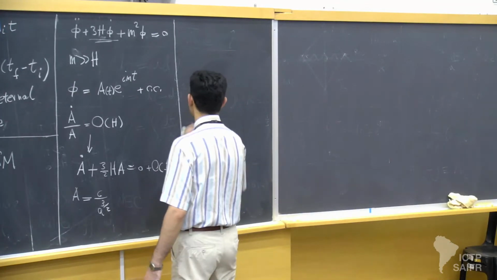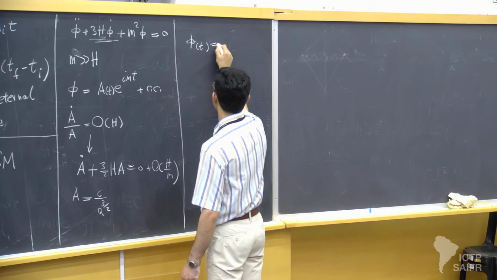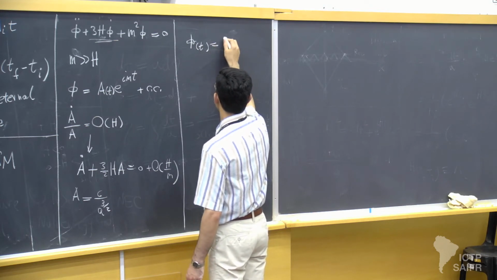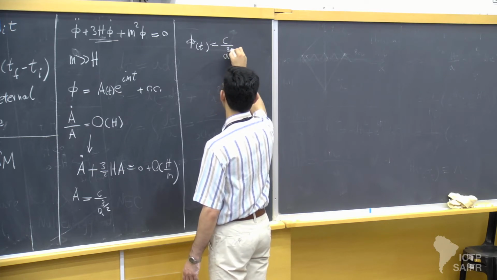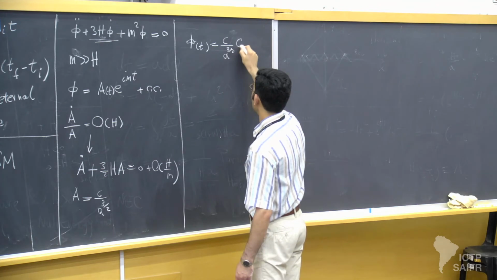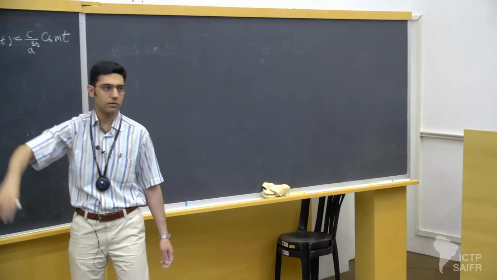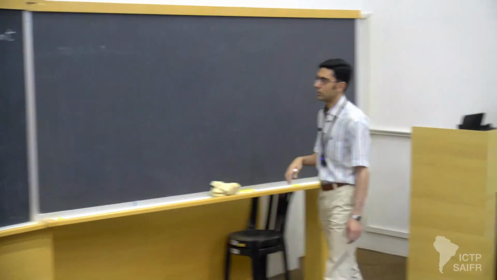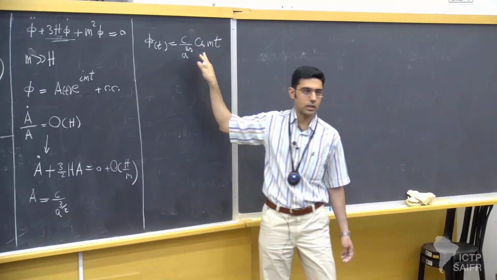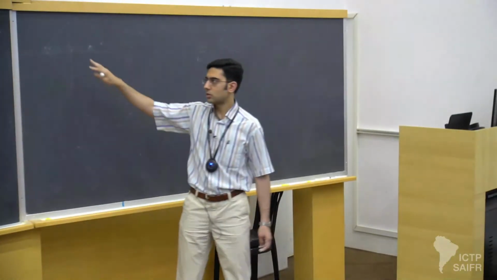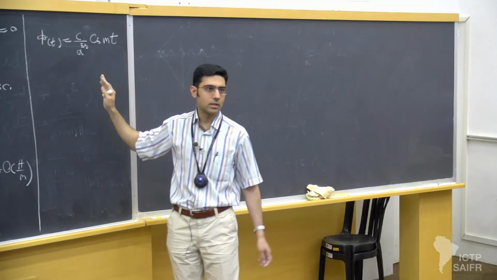So what does the field do? What the field does is that phi of t is given by some C divided by a to the 3/2 times cosine mt. I just picked the phase of this e to the i mt such that I get the cosine. So I get this solution for phi, and let's see what it describes.